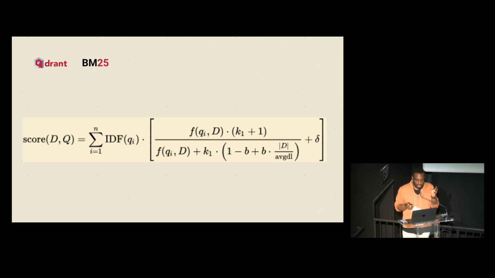The problem, of course, with this approach is if I ask you to close your eyes and I say bat, do you think of something with eyes or do you think of something you would swing? BM25 doesn't know the difference, right? So the idea is, how can we let it know the difference between a fruit bat and a baseball bat?